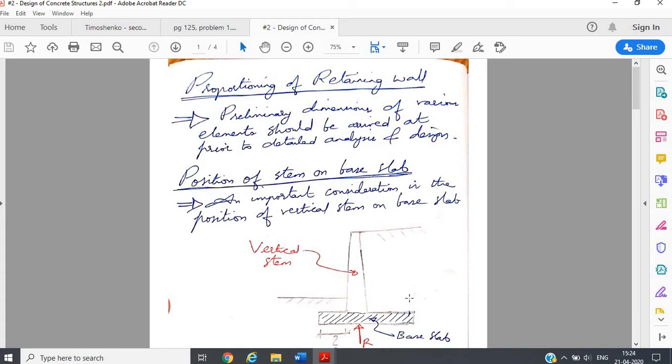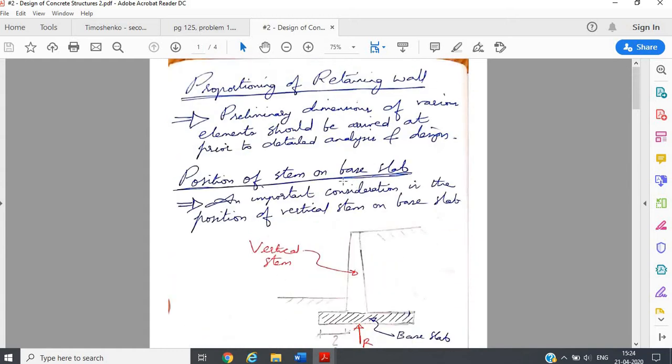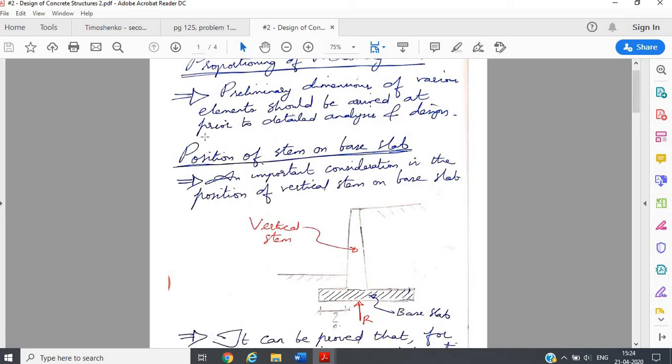Also there are stability checks which come into picture. So unlike a beam, if you take a beam for instance, we'll quickly assume some width, and only then depth remains to be proportioned. Unlike that, there are many factors for a retaining wall. So in today's lecture we will be discussing only one aspect. It is about the position of stem on base slab.